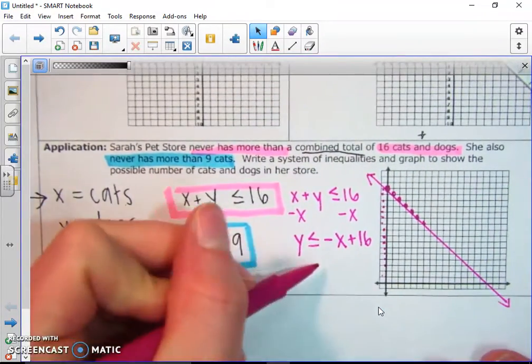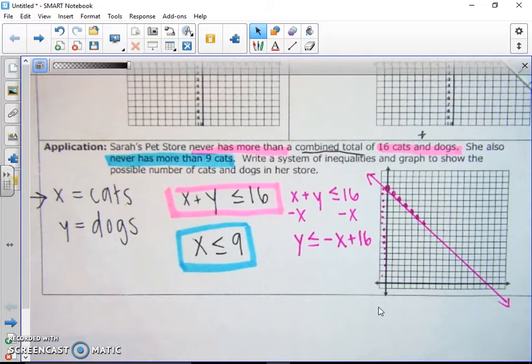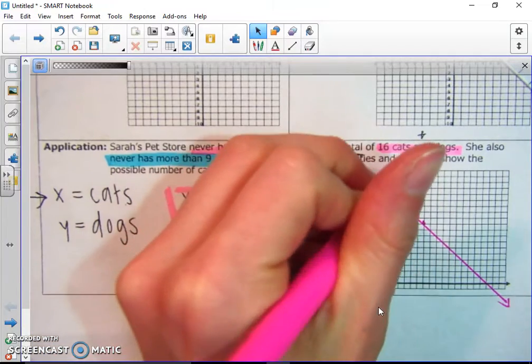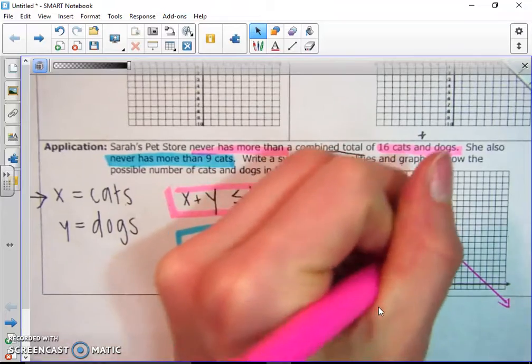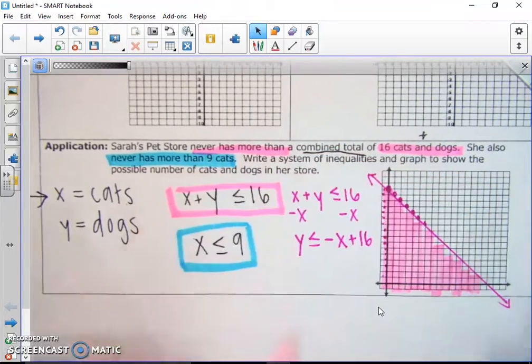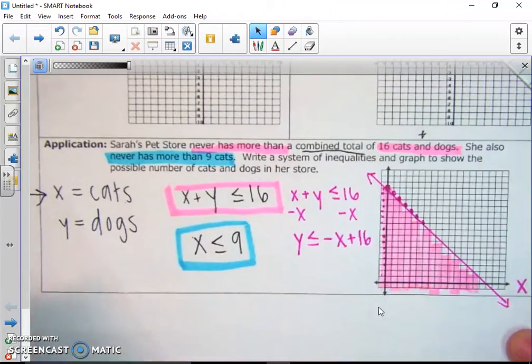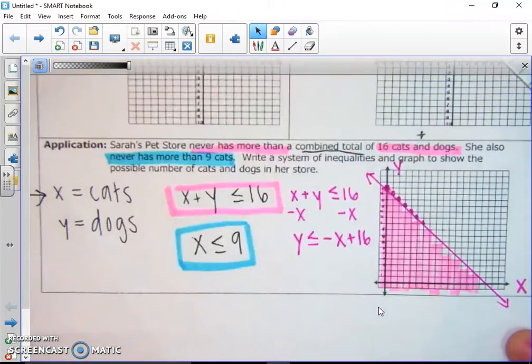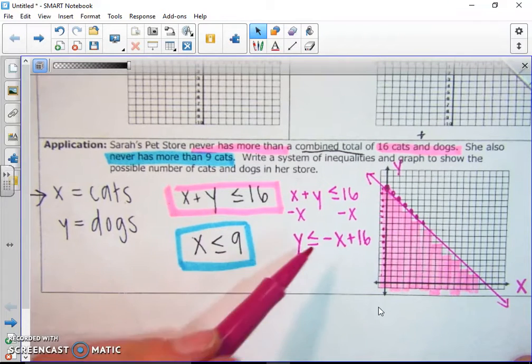Now it says Y is less than or equal to that, so that means we're going to shade below the line. I should also have labeled my X and Y axis. Okay, so we've got the first one.